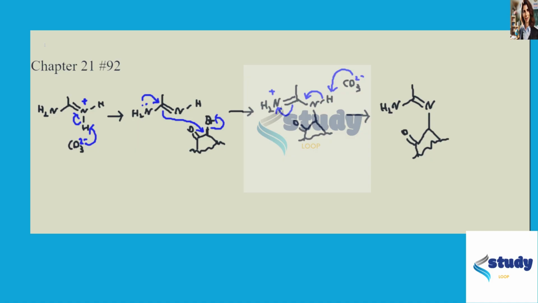And so from here, the lone pair on this nitrogen is now going to act as a nucleophile and attack the carbonyl here. Those electrons will kick up to the oxygen. The product of this reaction is formation of a new ring here. So that's going to look like this.